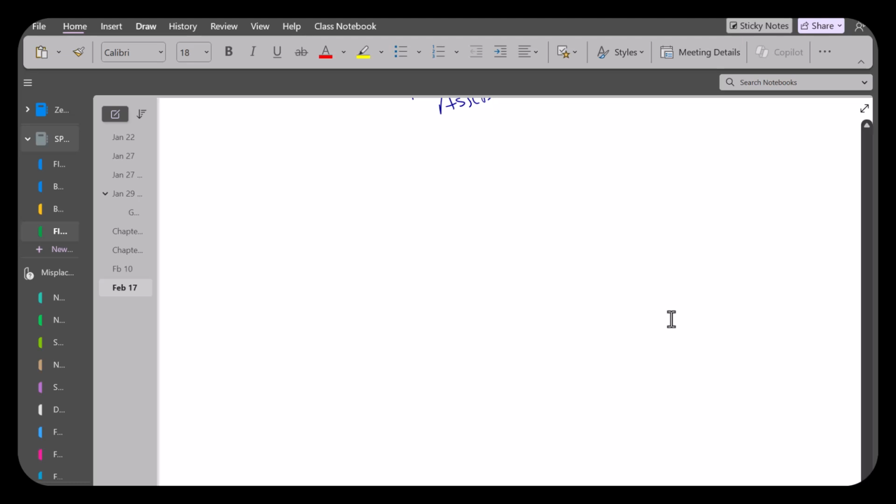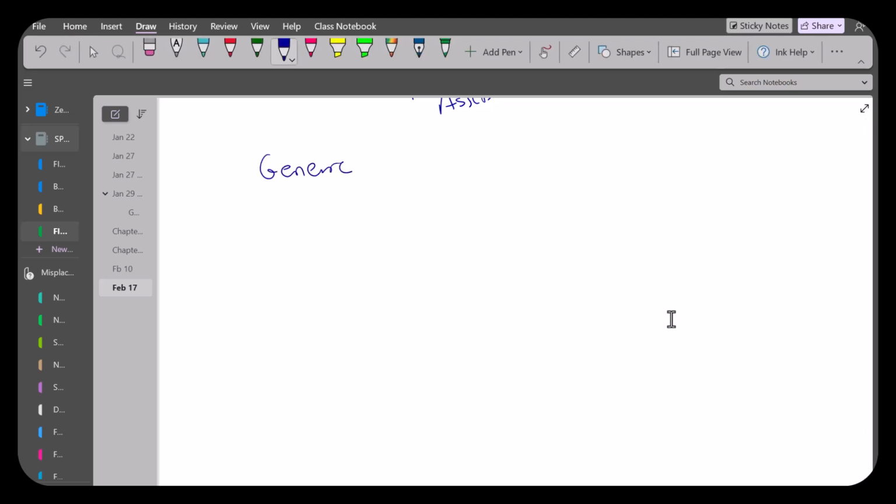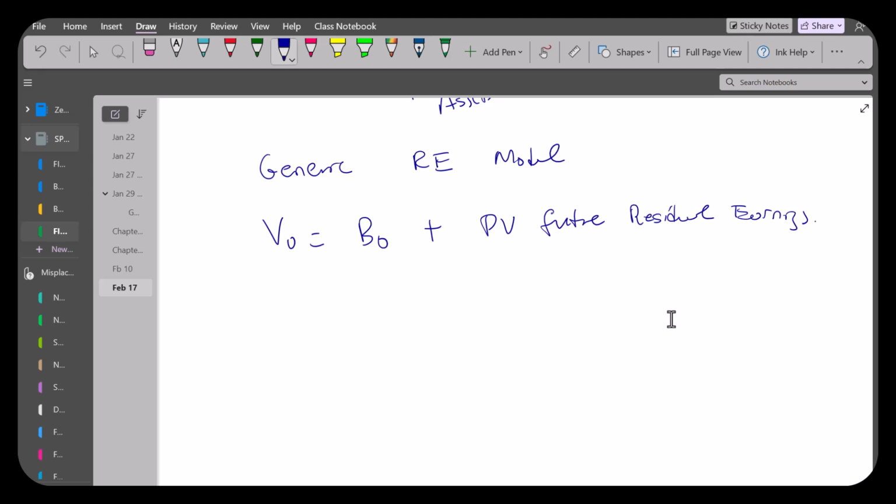The generic RE model says the following. Value now is equal to book value plus present value of future residual earnings. But for the cash Google, let's call these tildes. For the cash Google, value of cash Google is exactly equal to book value of cash Google.